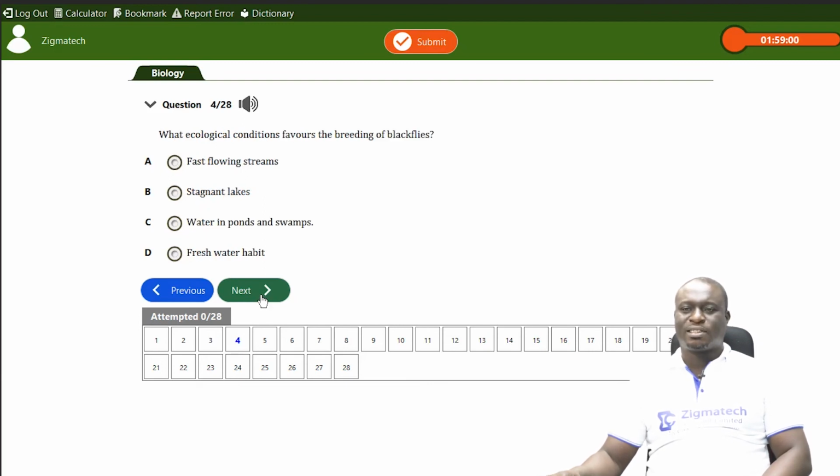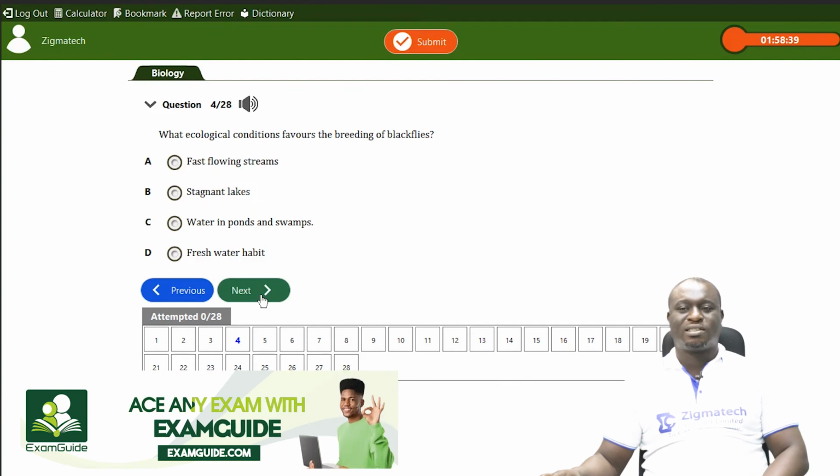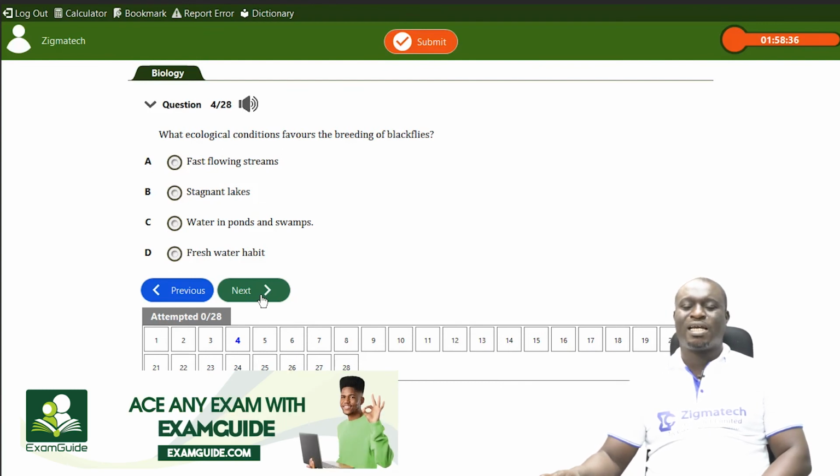Now, moving to the next. Which ecological condition favors the breeding of black flies? Remember, I just said something about river blindness. Black flies. A, is it fast-flowing streams? B, is it stagnant lakes? C, is it water in ponds and swamps? And D, is it freshwater habitat? And I think the correct answer is C, water in ponds and swamps. That helps in the breeding of black flies.